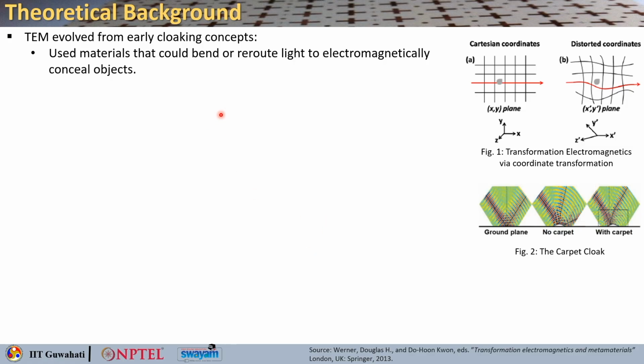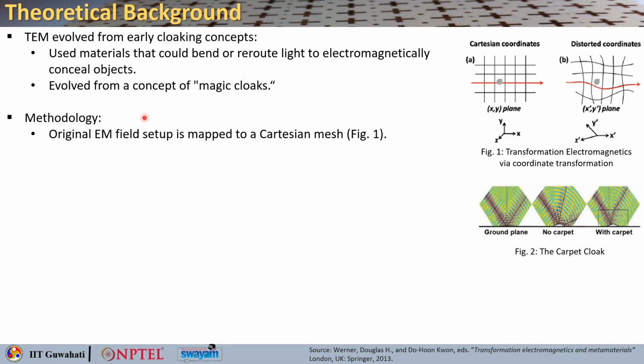So, we understood that transformation electromagnetics evolved from early cloaking concepts, which were used for materials that could bend or reroute light to electromagnetically conceal objects. They evolved from a concept of magic cloaks. So, what is the methodology in this case? The original electromagnetic field setup can be mapped into a Cartesian mesh, which is shown like this.